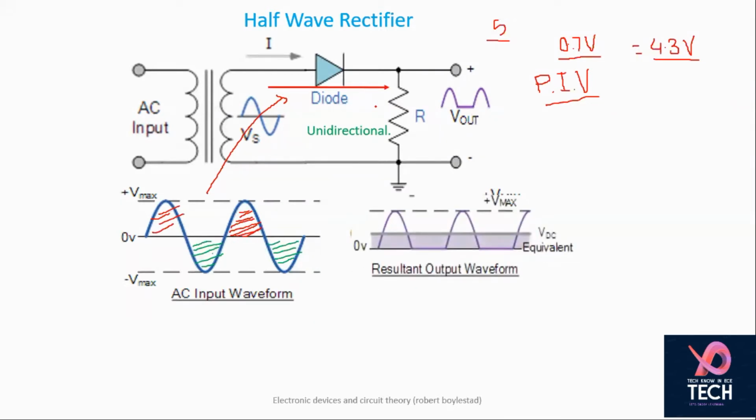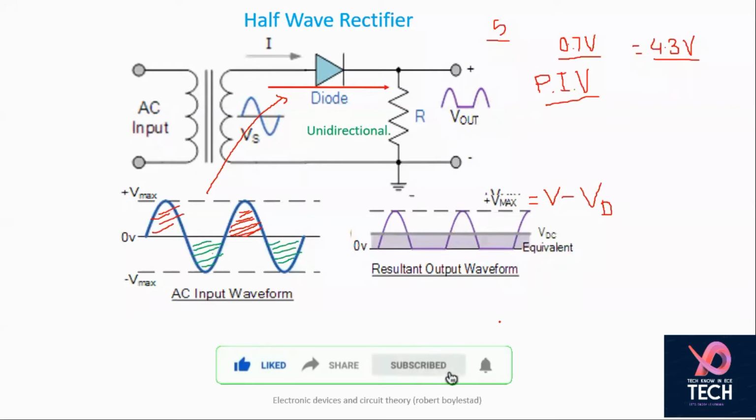So your waveform is like that. This is 0 volts. This is Vmax. So Vmax is equal to what? If your supply is V, then V minus VD, where VD is the voltage drop across the diode. If it is ideal, VD is equal to 0, so Vmax is equal to V, but that is not the case. Now, in this case only half of the waveform is applied and you are getting output only for the half. So the remaining half is wasted.